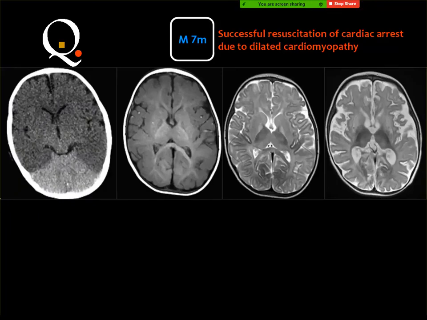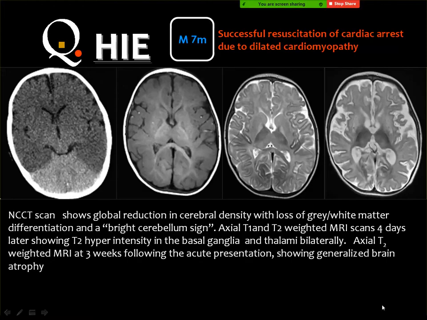Hypoxic encephalopathy. Yes, hypoxic ischemic encephalopathy with global reversal sign. Yes, the reversal sign with bright cerebellum and the global ischemia of the cerebral hemispheres.